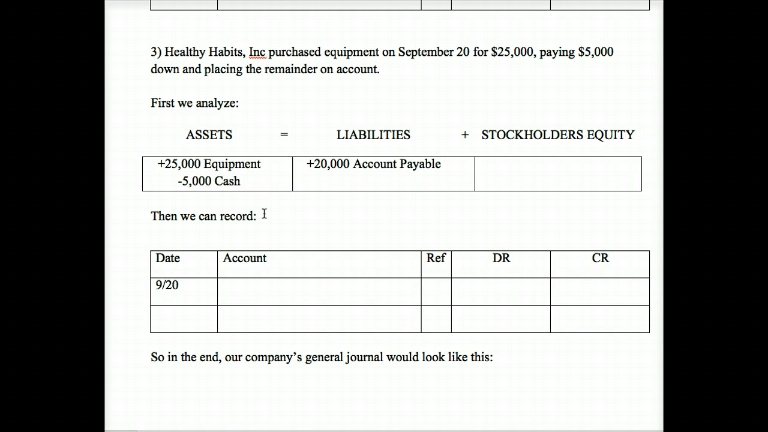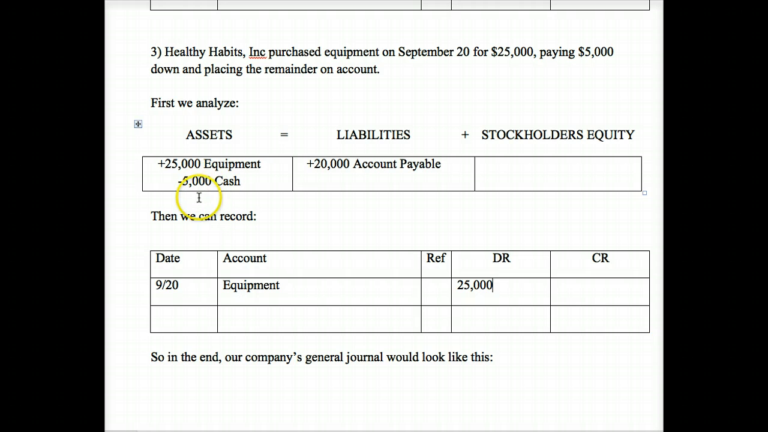Now let's translate that analysis into debit and credit form. So on September 20th, what are we going to debit? Well, our debits go first, so let's talk about this. Is equipment a debit or credit? It's a debit. Notice our equipment is going up. It's an asset. To take assets up, we debit the account. So I'm going to debit equipment for our $25,000.